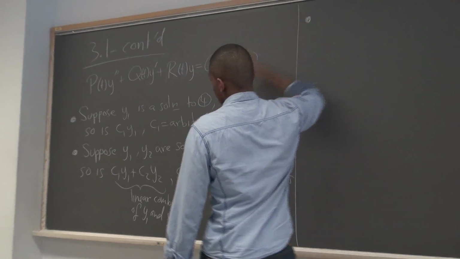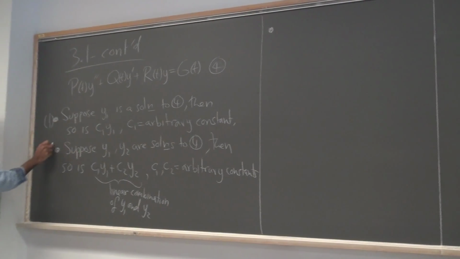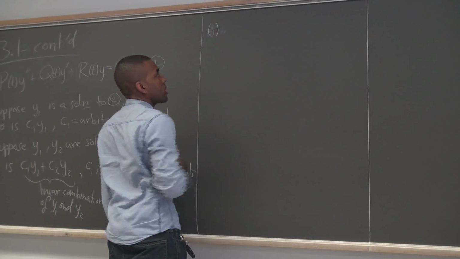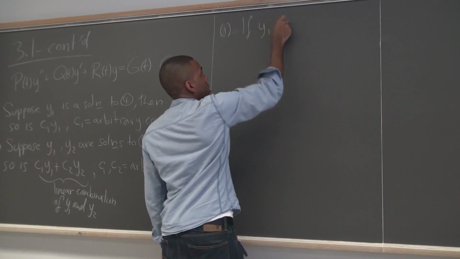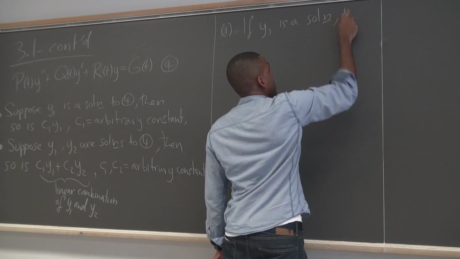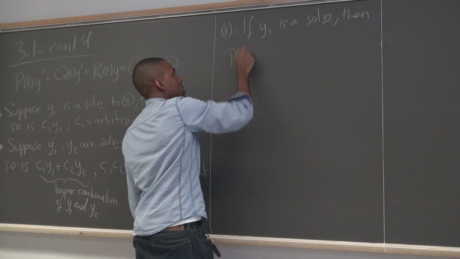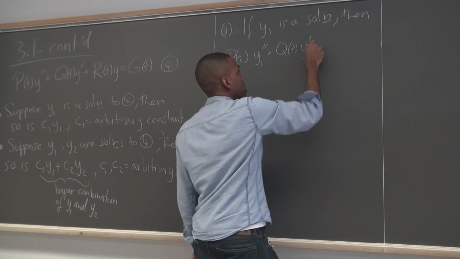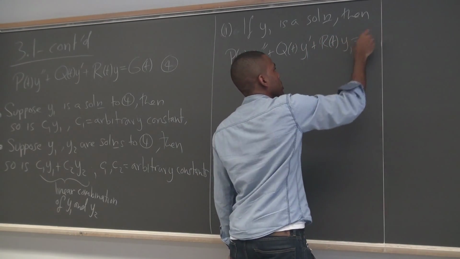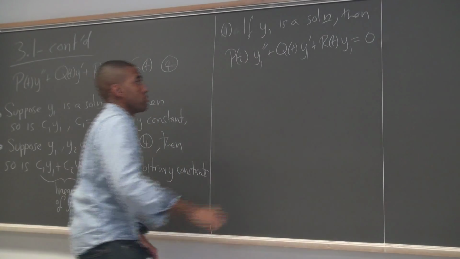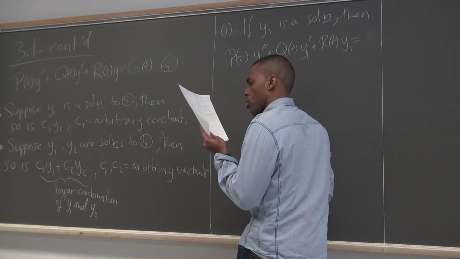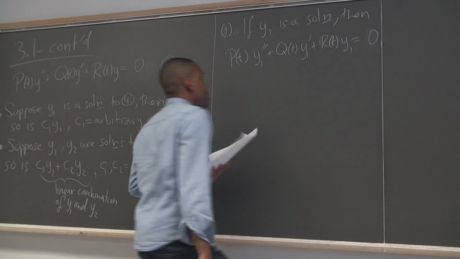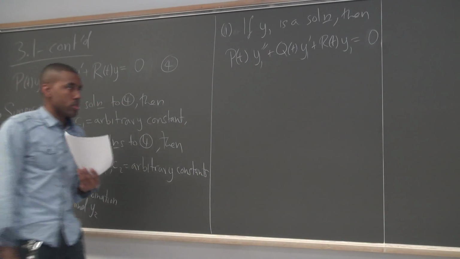So for the first bullet point, if y1 is a solution, then it means that if you take p of t times y1 double prime plus q of t times y1 prime plus r of t times y1, you actually get g of t. No, we're looking at the homogeneous case. The other cases we have to do something different.